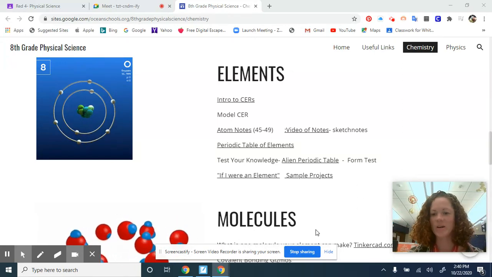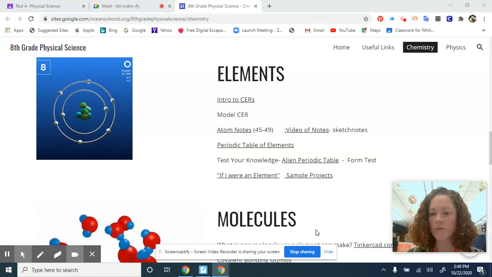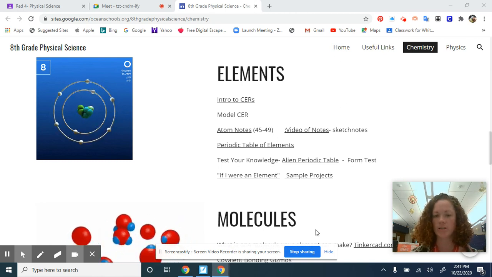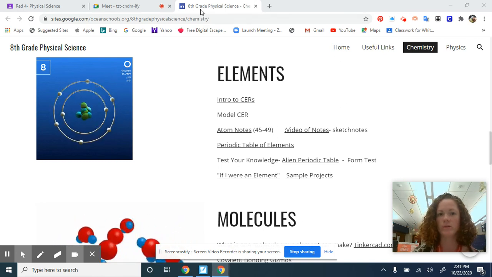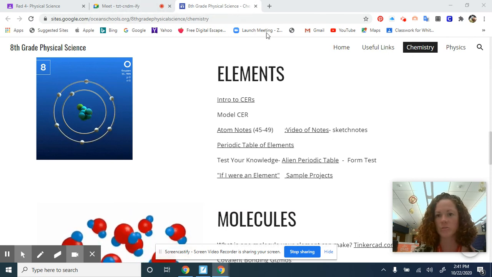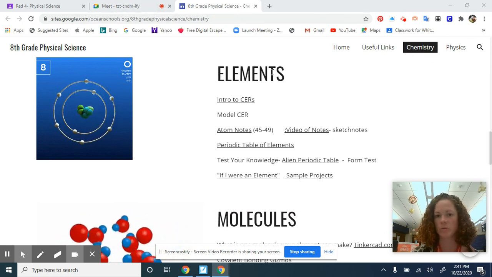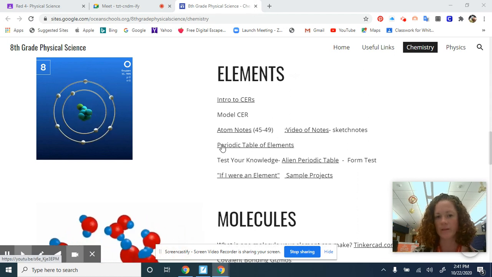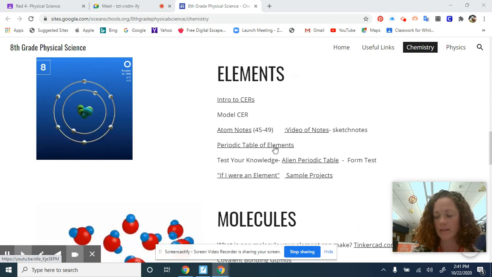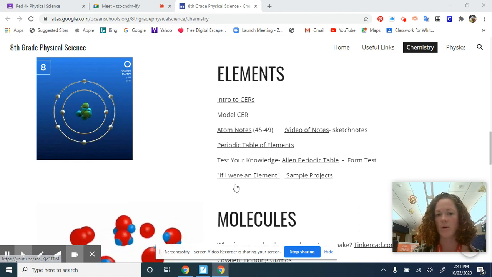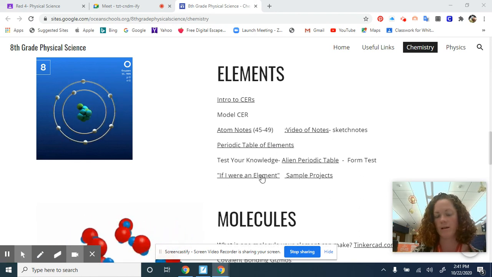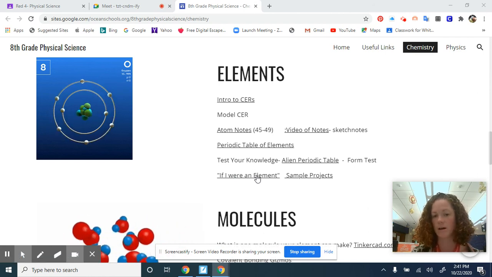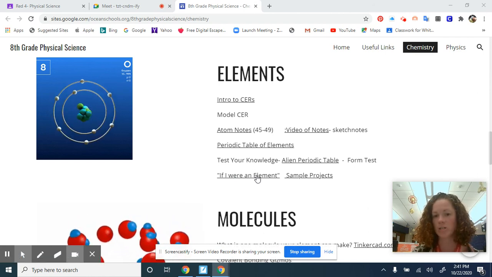Hi guys, so we are going to review what I am looking for in your element project. If you go to the website found on Google Classroom, go to the chemistry tab, scroll down to elements, you'll see that we have the periodic table of elements. That's what you should have already completed and filled in. And then we have the "If you were an element." This is the only place I'm going to post the directions and the rubric for the project.